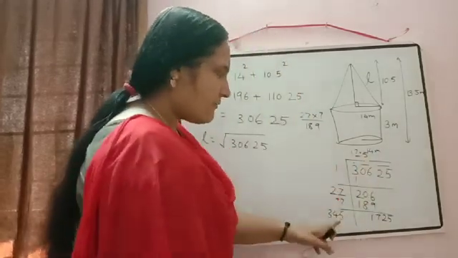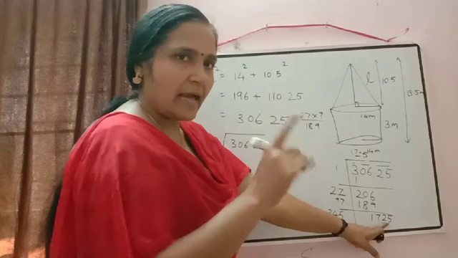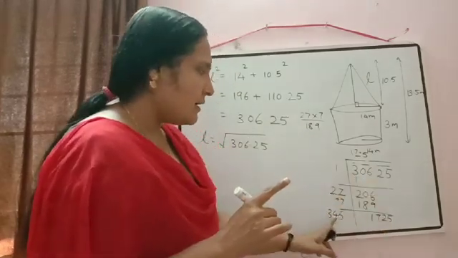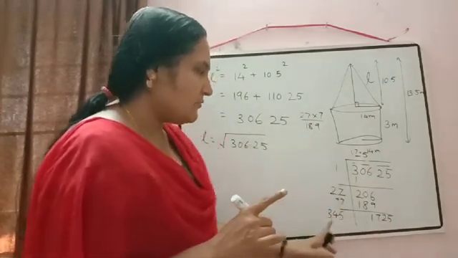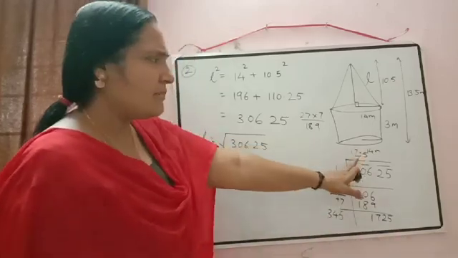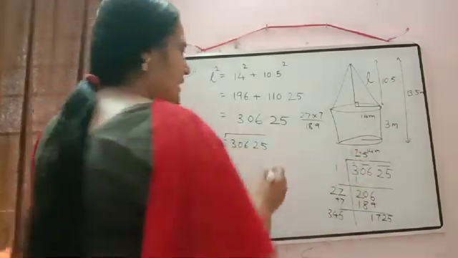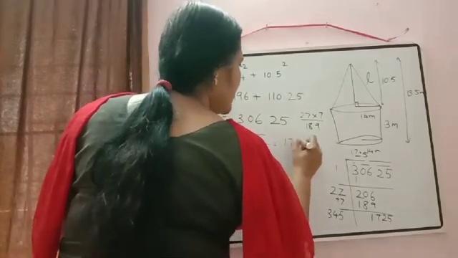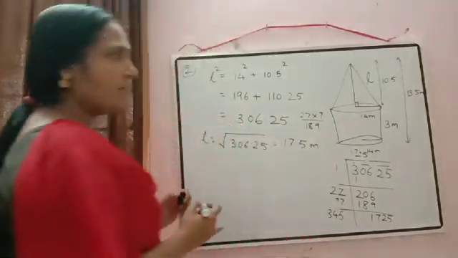Just to check, 5 5s are 25. Carry over 2. 5 4s are 20 plus 2, 22. 5 3s are 15 plus 2, 17. So remaining we don't want there because we want the square root of the number. So we got here L is equal to 17.5 meter.